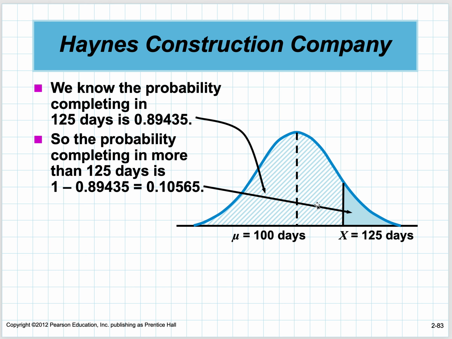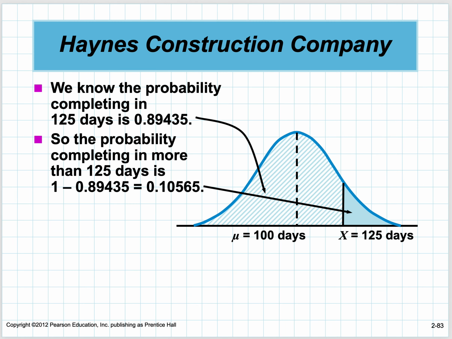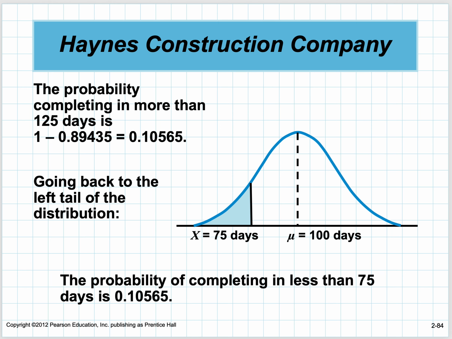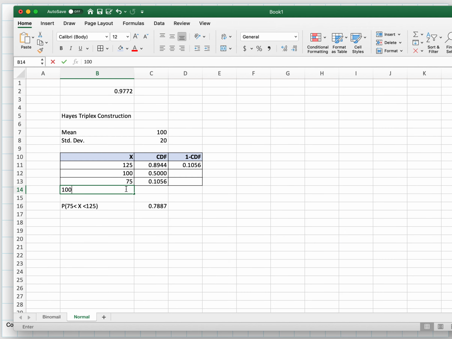These are complementary probabilities. So if the probability here is 0.89435, here it's 0.10565. And just like we did in our table, right? Here's the CDF, here's 1 minus CDF, and it tracks very nicely with what they did in the textbook. And if you go to the lower tail, that's it. If I want to get the upper part of the tail, I just do 1 minus that. So if we want to complete the probability of completing in 110 days, find the area between these two. We know the probability of completing in 125 days is that, and the probability of 110 days, we don't know what that is, but we just go down here and put 110 days if we wanted. And what do we get?